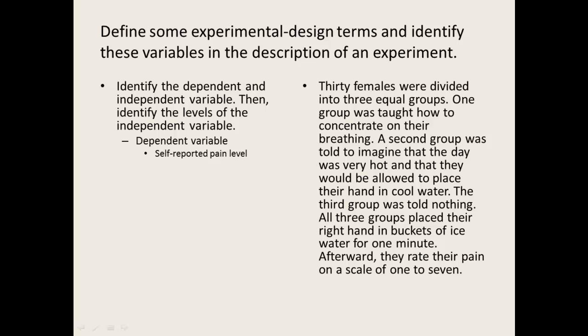In this example, the dependent variable is the women's self-reported pain levels, because that was the thing the researchers were measuring. The independent variable could be called type of instructions given, and there are 3 levels, each level represented by one of the 3 groups. Level 1 was the group that received instructions of controlling their breathing. The group who did the mental imagery exercise about the hot day was the 2nd level, and then the 3rd level acted as a control group and received no specific instructions.